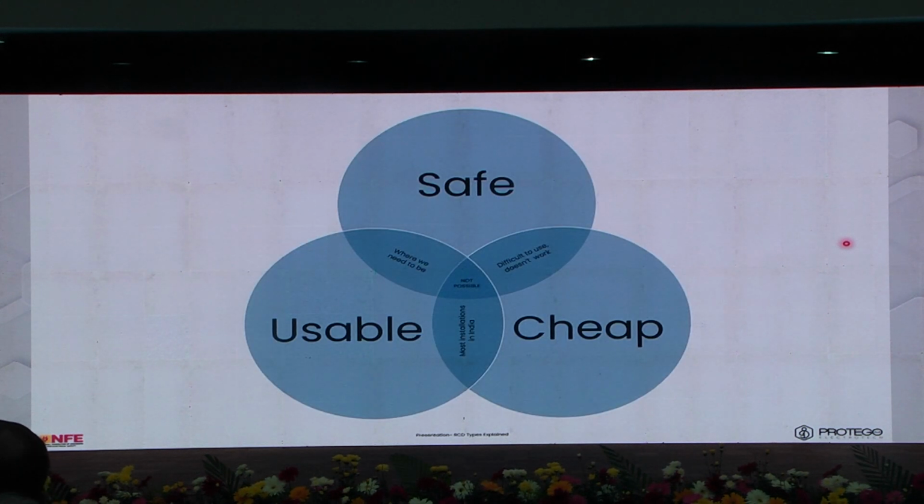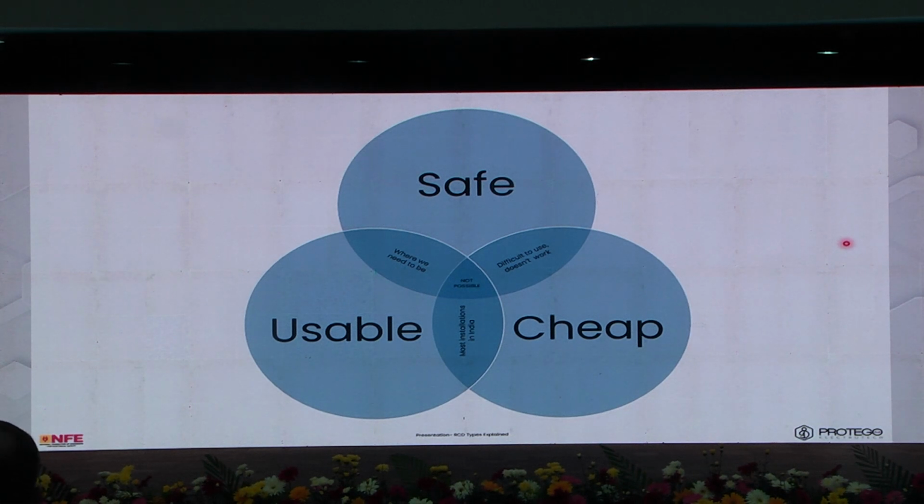Lastly, I just got this Venn diagram here. See, most electrical installations in India are cheap and usable. They work until they don't, and they're really low cost. That's where most electrical installations in India are. Safe and cheap installations exist, but most of the times they're not practical.